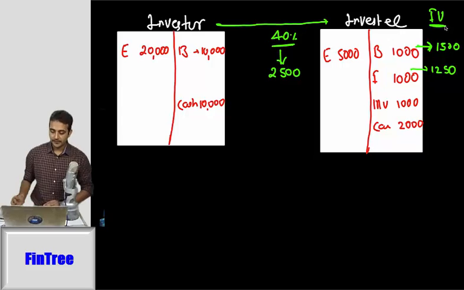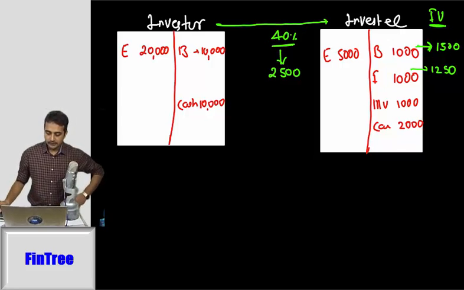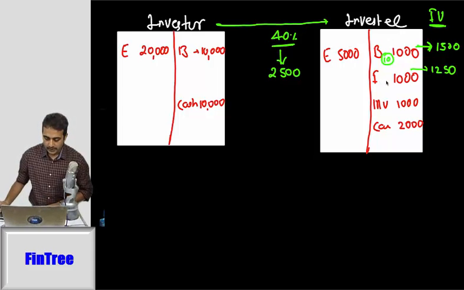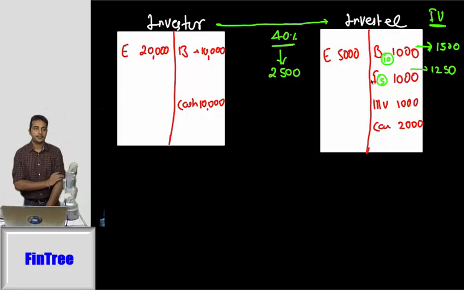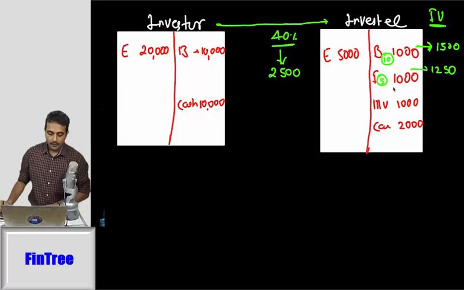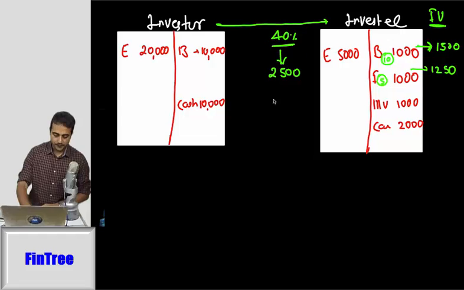Are we fine here? The life of the building is assumed to be 10 years. I'm just trying to put two concepts into the same example. And the life of the furniture is assumed to be 5 years. Now listen to me carefully here. We want to basically find out the composition of this 2500. So how do we do this?